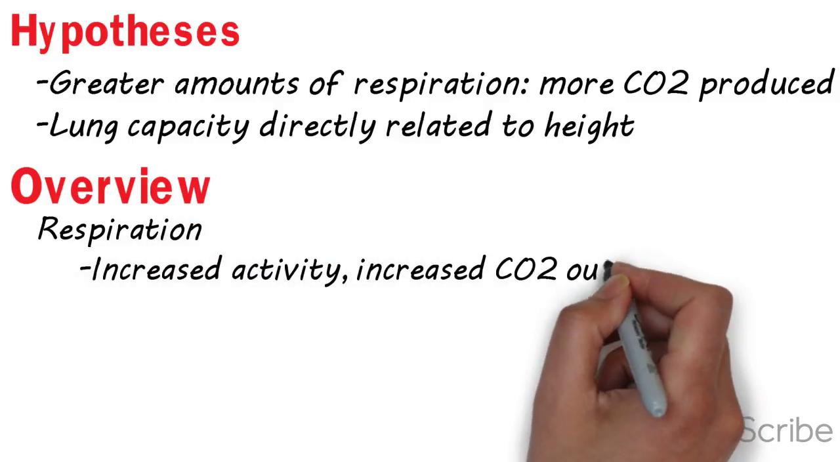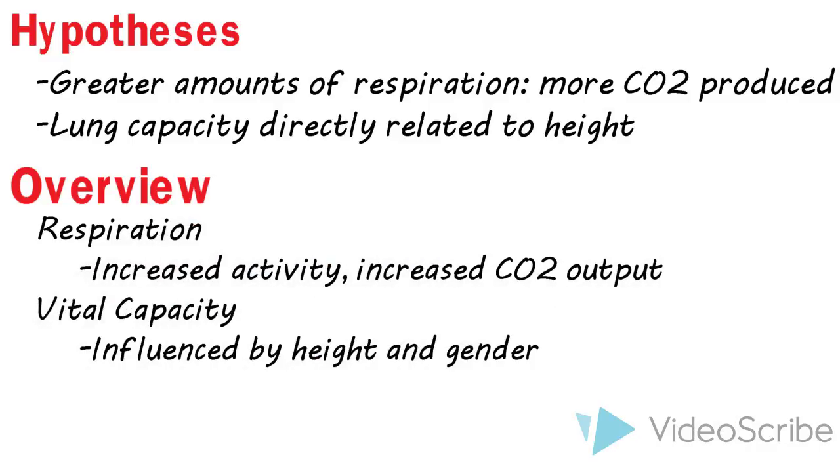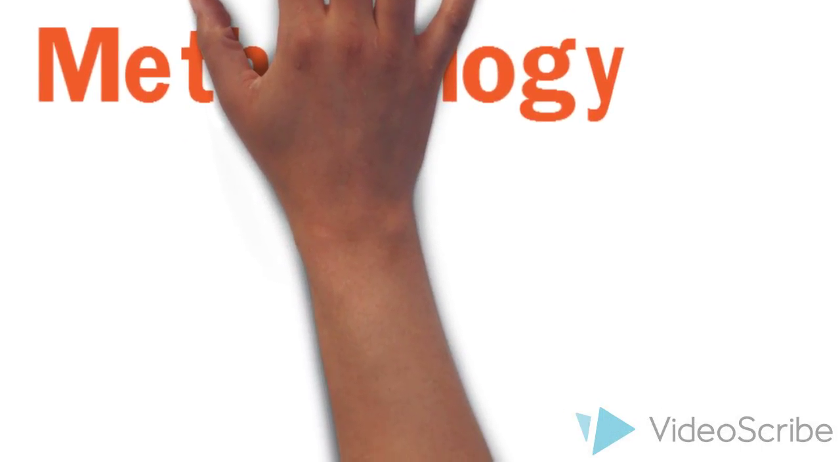In the respiration portion of the lab, we determined that increased activity generates more carbon dioxide production, as cells use more energy and oxygen and must maintain blood pH. For the vital capacity portion, we observed a clear relationship between height, gender, and vital capacity levels. The height of the individual appears to be directly proportional to the capacity of the lungs. Additionally, based on reference tables, males have greater vital capacities than women.